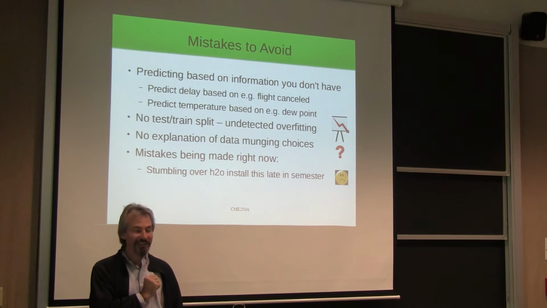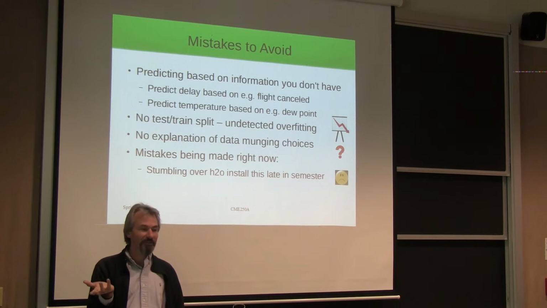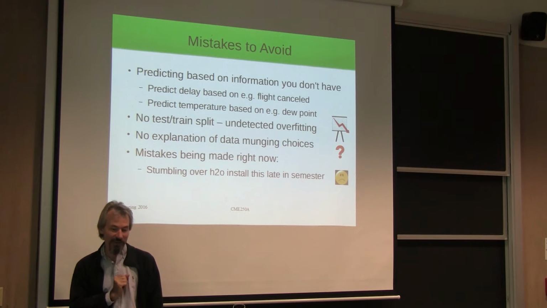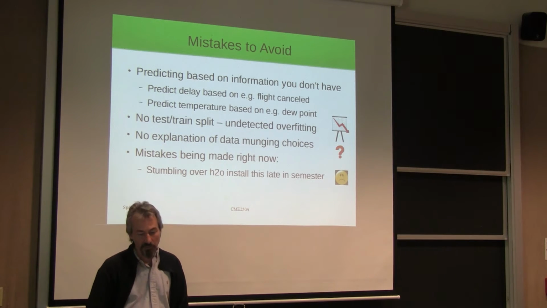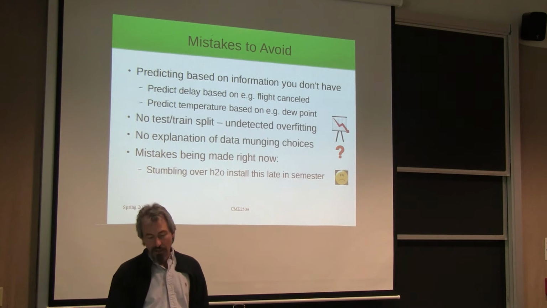Same for predicting temperature next year. Is it global warming? Okay, what's the average San Francisco temperature next year? What's the Stanford University temperature next year? Okay, you're going to use the dew point. It's highly correlated to the temperature, but you don't have dew point next year, so don't use it. Right? So figure out how you're going to make that choice. And then, no test-train split, because that leads to overfitting that you don't know about.